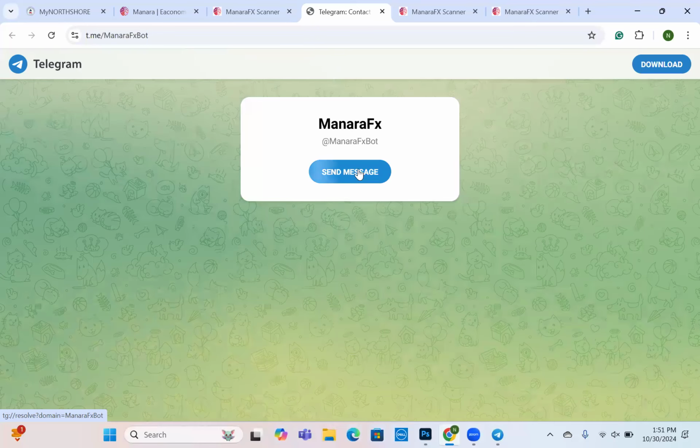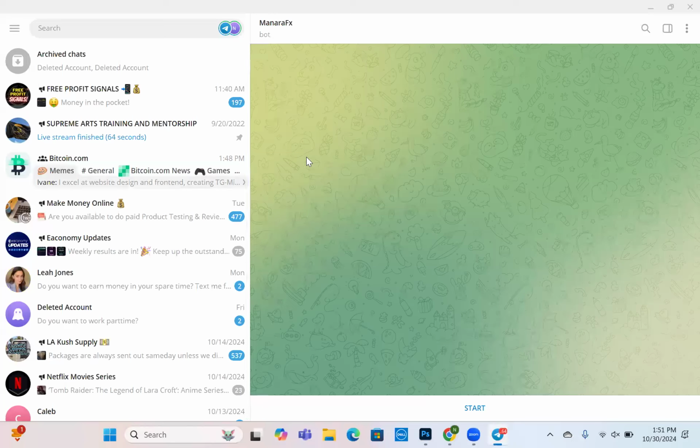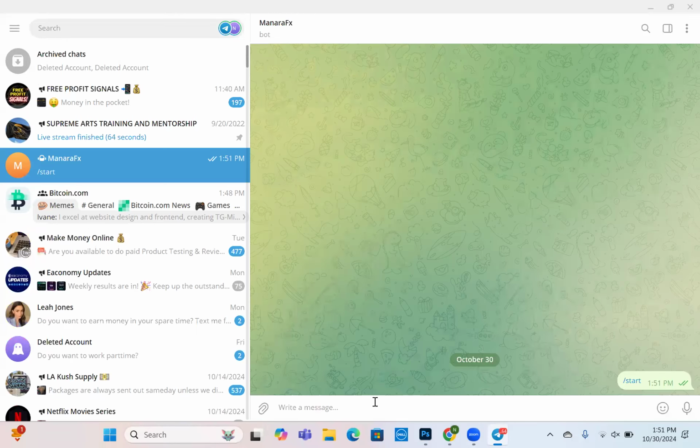So when you click on send message, after sending the message, it will take you to show you stats. Then you send the word alert. Please take note. After you click on the start, type the word alert and send it. When you send it, it's going to bring options.